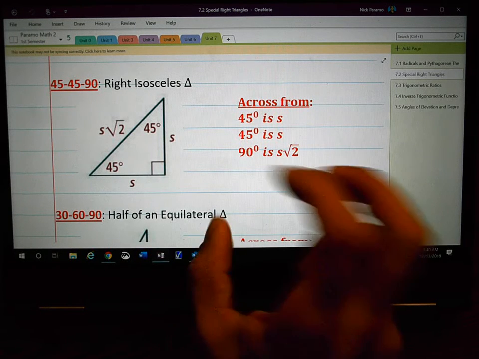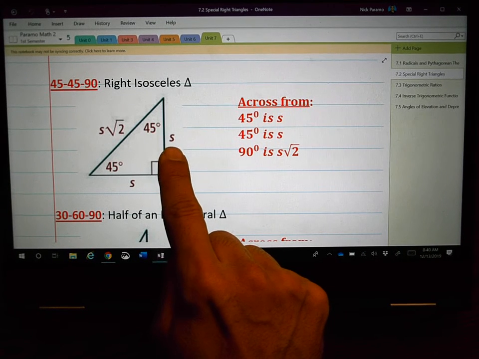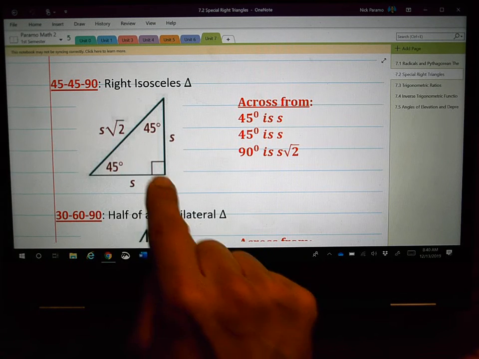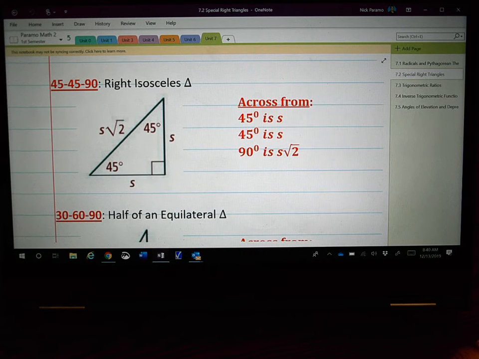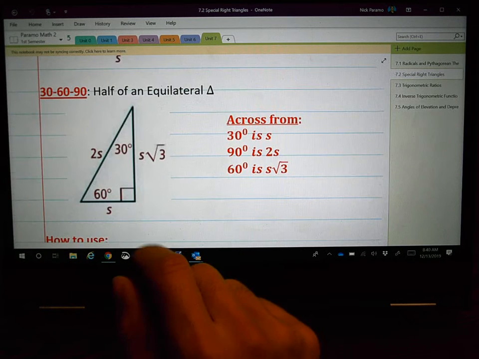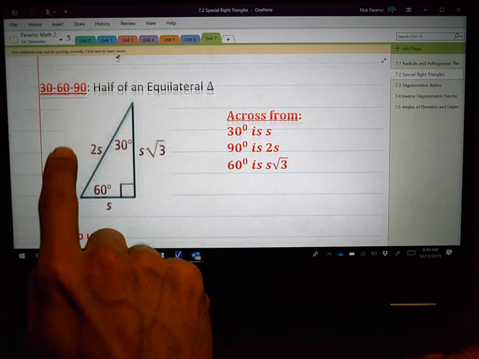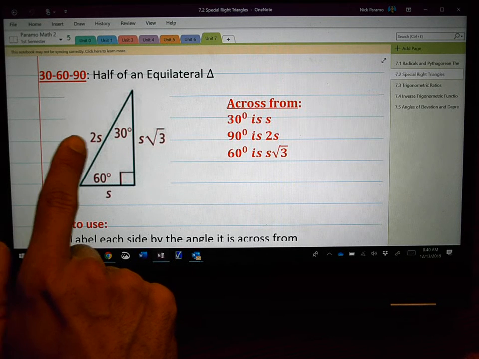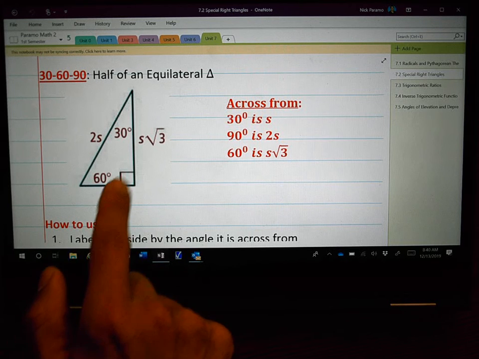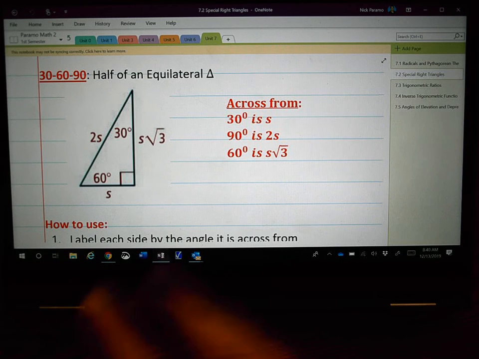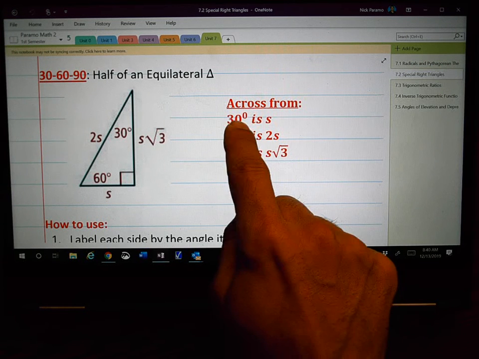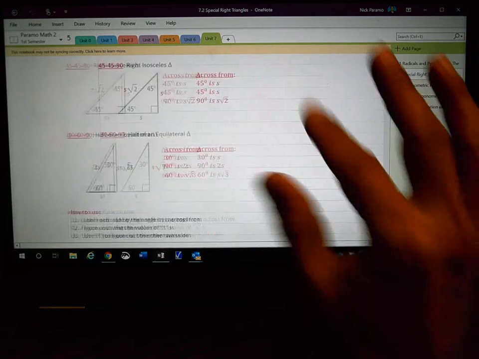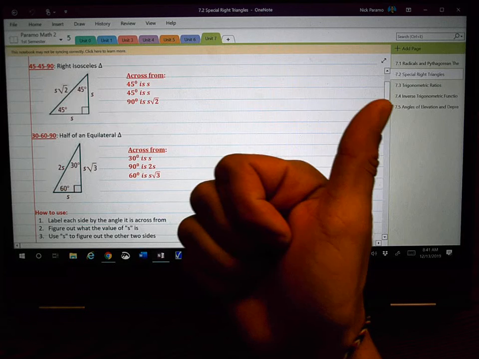Now if you learn that, then if you know that S was 7, then the other side had to be 7, and then the hypotenuse would have to be 7 root 2. That's how it worked. You learned that if you knew that on a 30, 60, 90, if this was 18, well then S would have to be 9. 2 times 9 is 18, and then that would make that 9. That would make that 9 root 3. It was just knowing the pattern. What's across from the 30 is S, what's across from the 90 is 2S, and what's across from the 60 is S root 3. So, Section 1, Pythagorean Theorem.